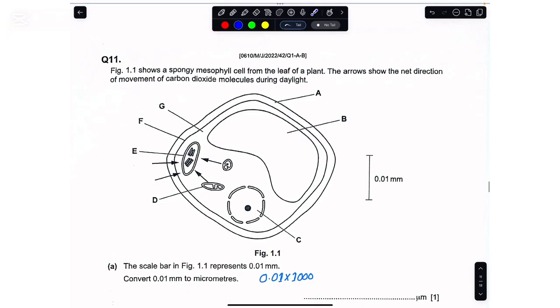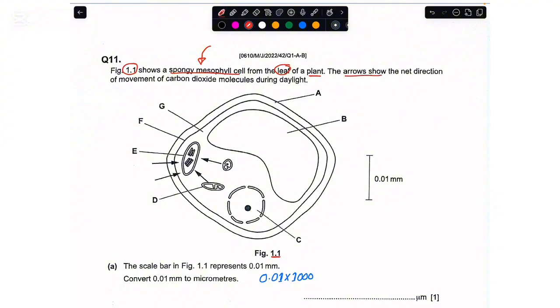Let us come to this question number 11. They say that figure 1.1, which we have given you here, shows a spongy mesophyll cell from the leaf of a plant. Now we know that the leaf of the plant is an organ. It has a cuticle, then the upper epidermis, the lower epidermis, then we have the palisade, and we have the spongy mesophyll cells. So they are showing you the diagram of the spongy mesophyll cell.